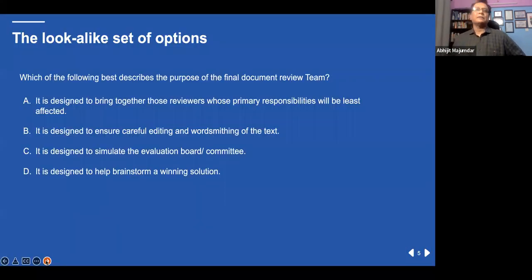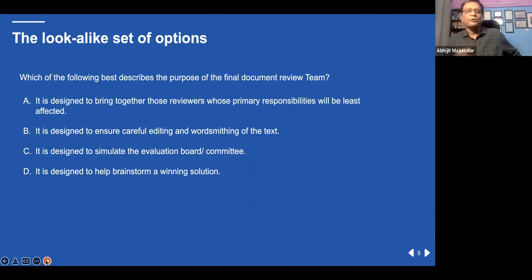The first type of question is the lookalike set of options. Lookalike set of options are those questions in which all the answers look alike, of the same type, and most typically they will start with the same phrase. Like in this particular question: which of the following best describes the purpose of the final document review team? It is designed to bring together those reviewers. It is designed to ensure careful editing and wordsmithing of text. So everything starts with "it is designed".